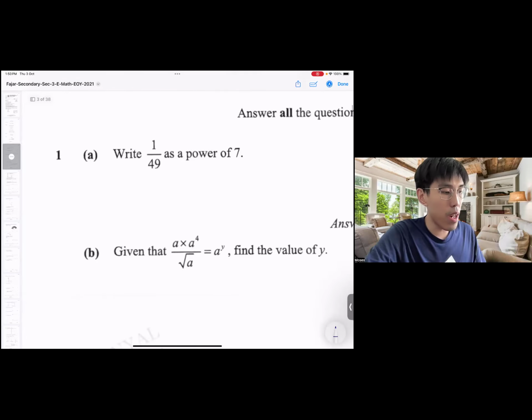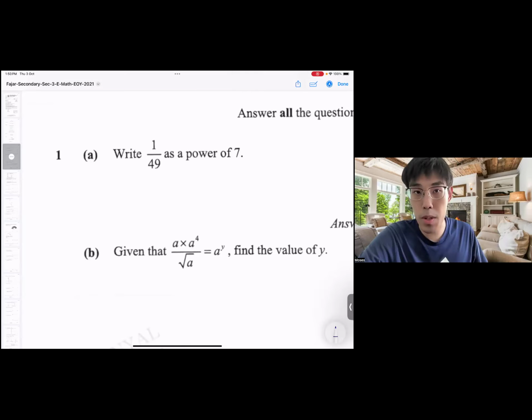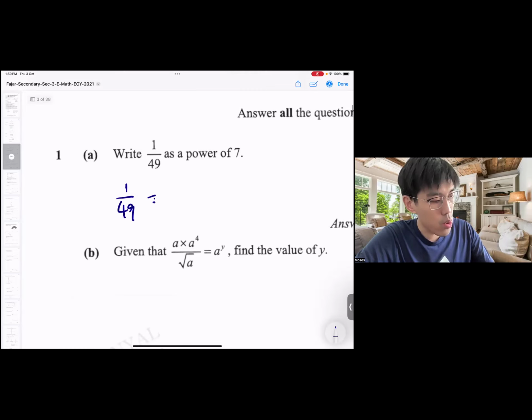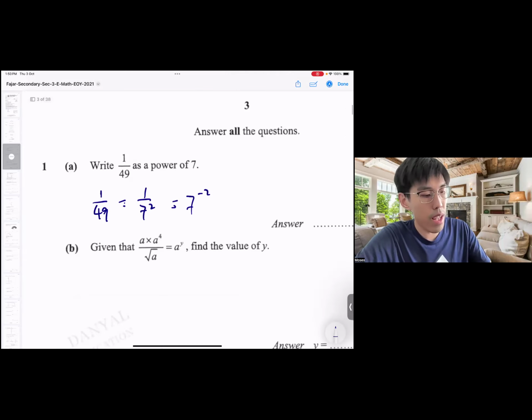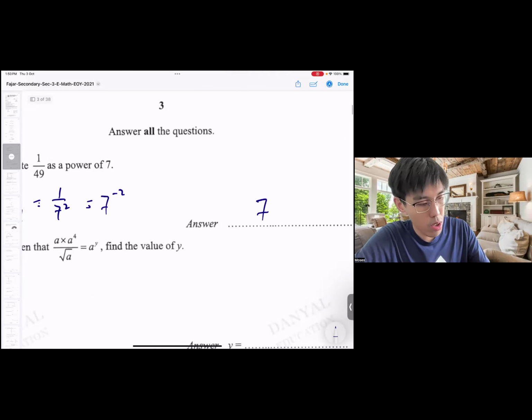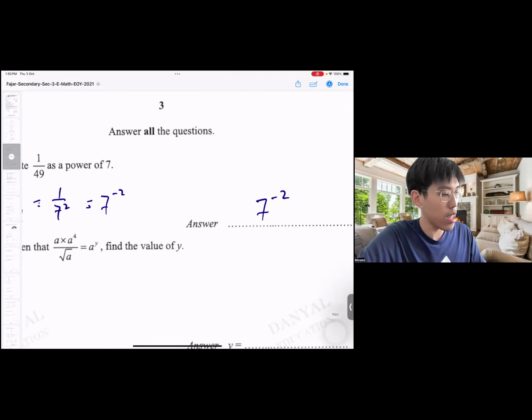Okay, let's start. Write 1 over 49 as a power of 7. Once again, remember your squares and cubes. You can see that 1 over 49 is equal to 1 over 7 squared, which is equal to 7 to the power of -2. Very straightforward.